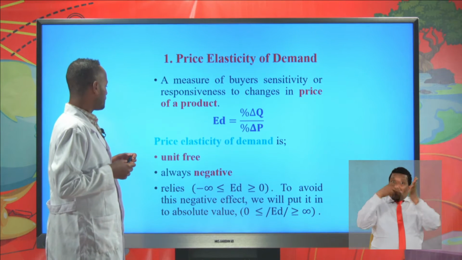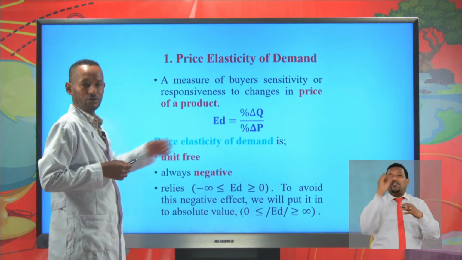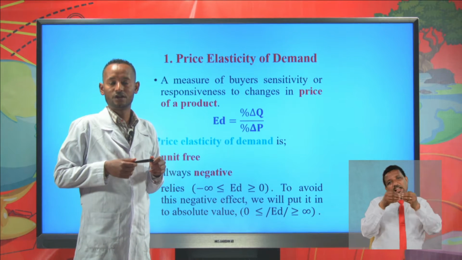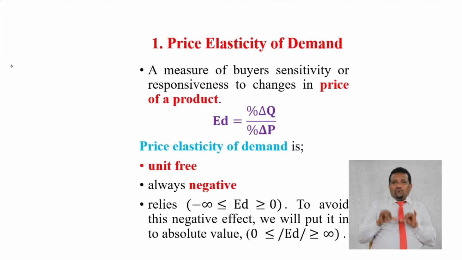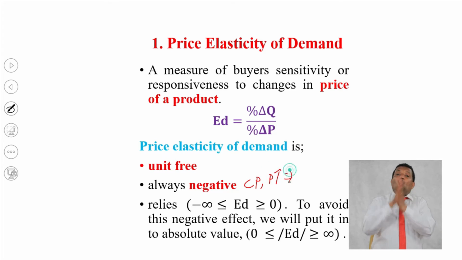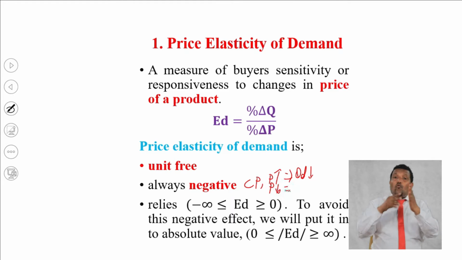The price elasticity of demand is unit free since it is the ratio of two percentages. That means we cannot measure the price elasticity of demand using meters, kilometers, liters or other units of measurement. The price elasticity of demand is always negative. This is due to the law of demand, which states that ceteris paribus, as the price of a commodity increases, the corresponding quantity demanded for that commodity will decline, and with a fall in the price, the quantity demanded will increase.